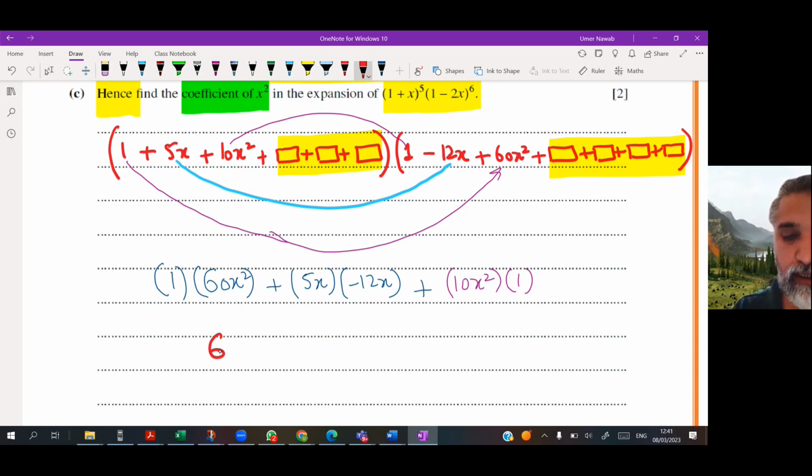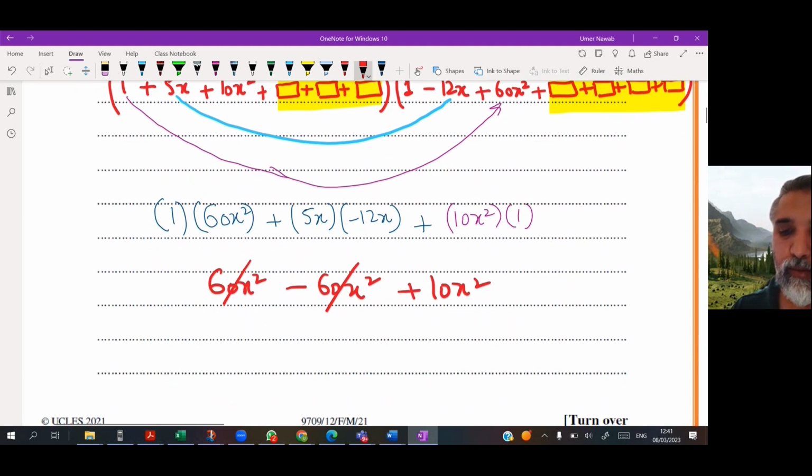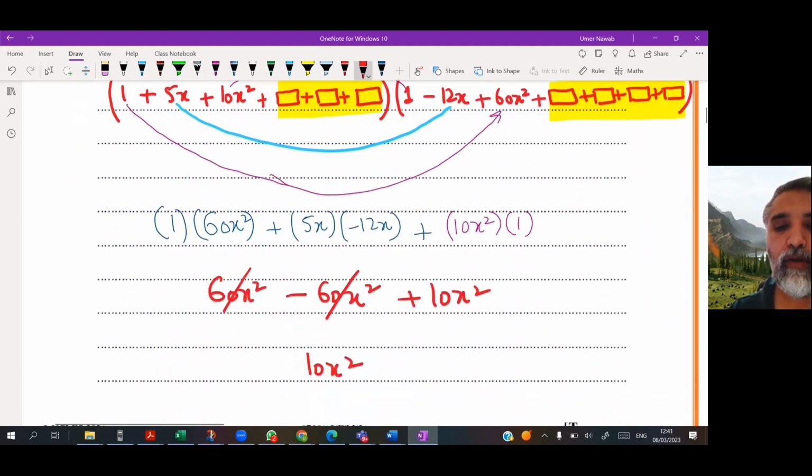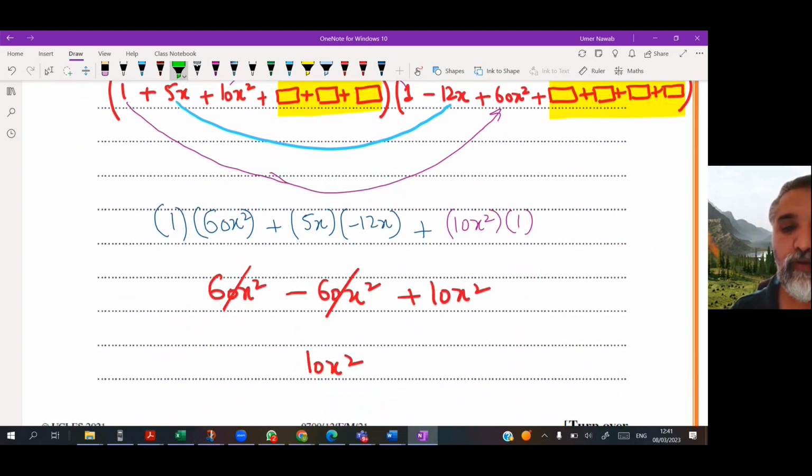So I'm going to get 60x squared minus 60x squared plus 10x squared. This is cancelled. So my answer is 10x squared. And he is interested only in the coefficients. So if he is interested only in the coefficients, you need to write only 10 in the exam. So the answer is 10, because 10 is the coefficient of x squared.